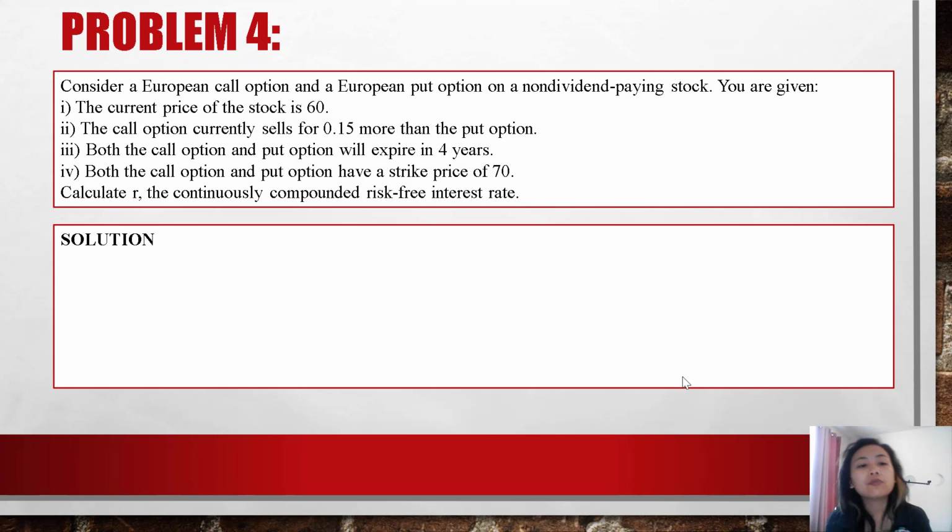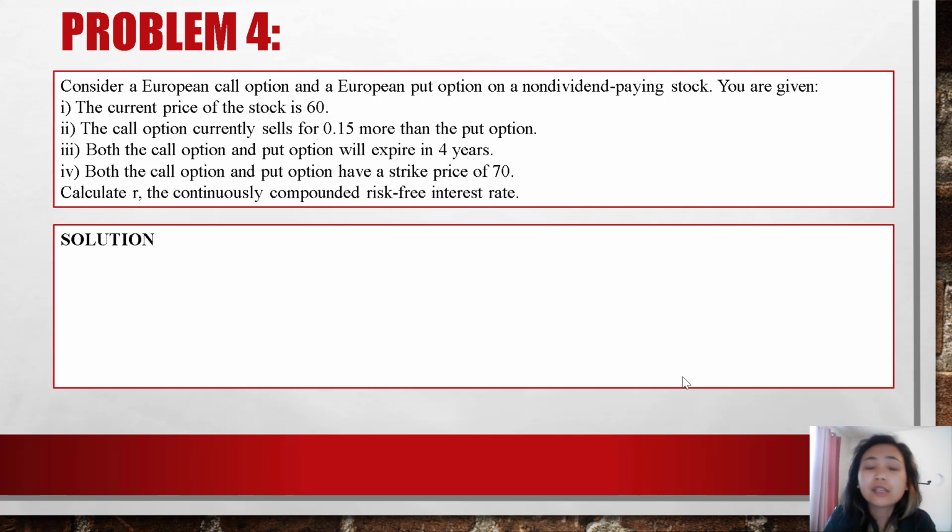Now problem 4, consider a European call option and a European put option on a non-dividend paying stock. You are given the current price of the stock is 60. The call option currently sells for 0.15 more than the put option. Both the call option and put option will expire in 4 years. Both the call option and put option have the strike price of 70. Calculate R, the continuously compounded risk-free interest rate.